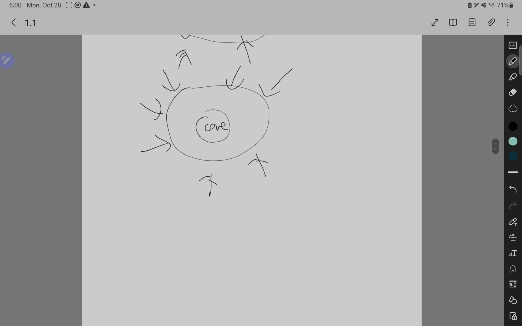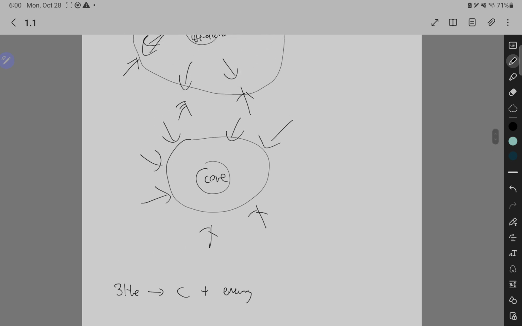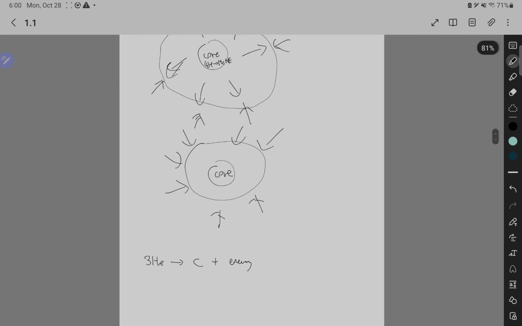They will fuse into carbon. So that equation goes something like 3He, then this is going to fuse into carbon plus energy, right? Exactly the same process as before, where hydrogen fuses into helium. So the whole process can be summarized as we have hydrogen, they're fusing into helium actively, and then eventually you run out of fuel, you run out of hydrogen to fuse.